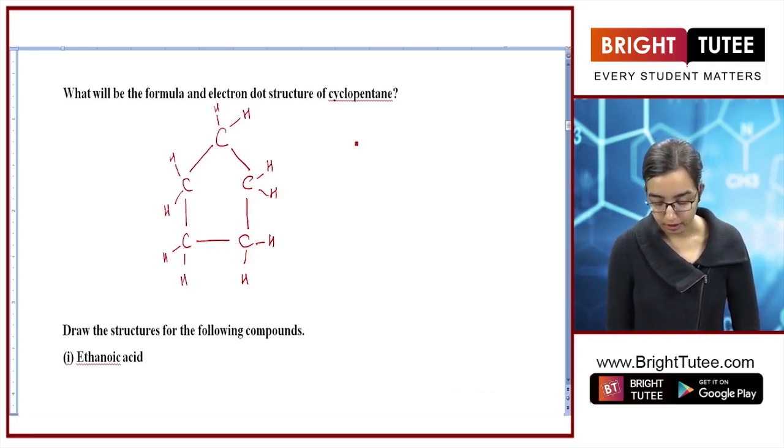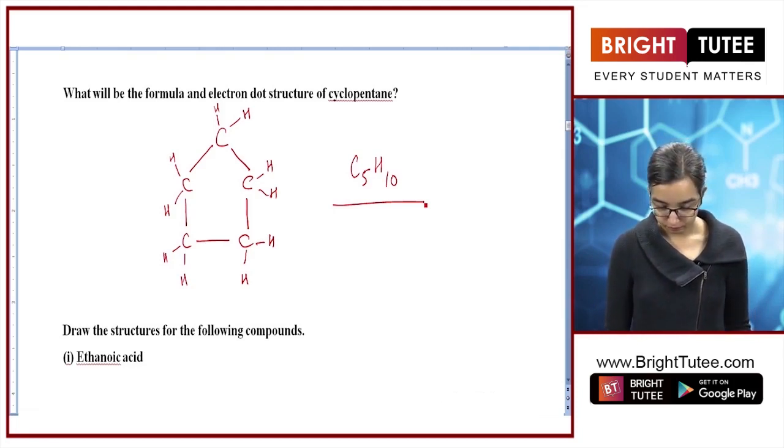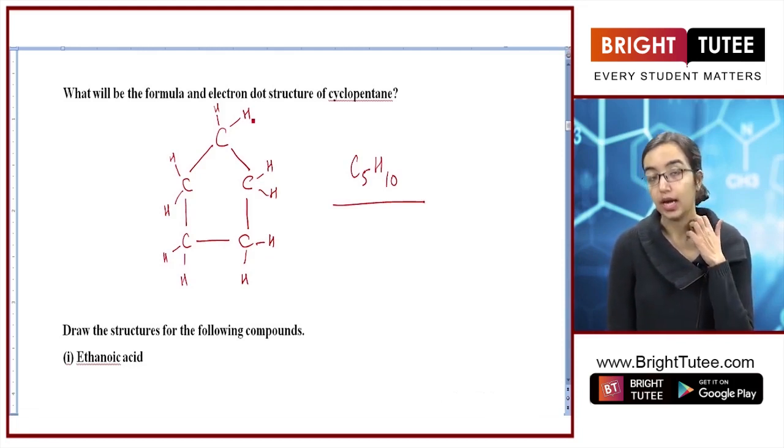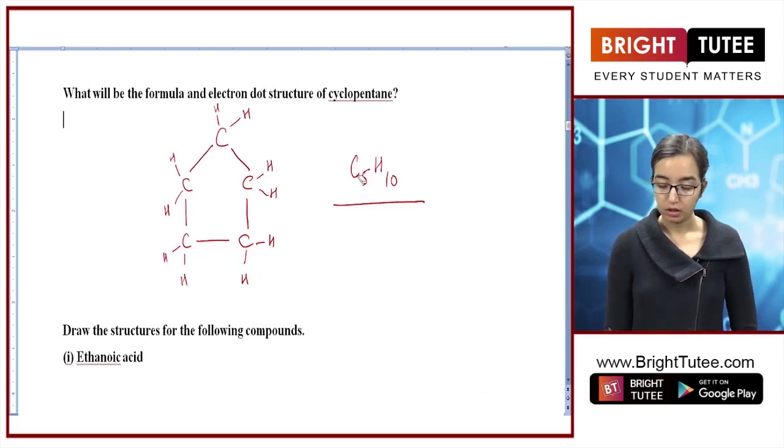So how many carbon atoms here? We have C5 and we have H10. This is the structure of cyclopentane. If you have to draw this in electron dot structure, you would change these bonds, and in place of these bonds you would put electrons. So let's draw the electron dot structure now.